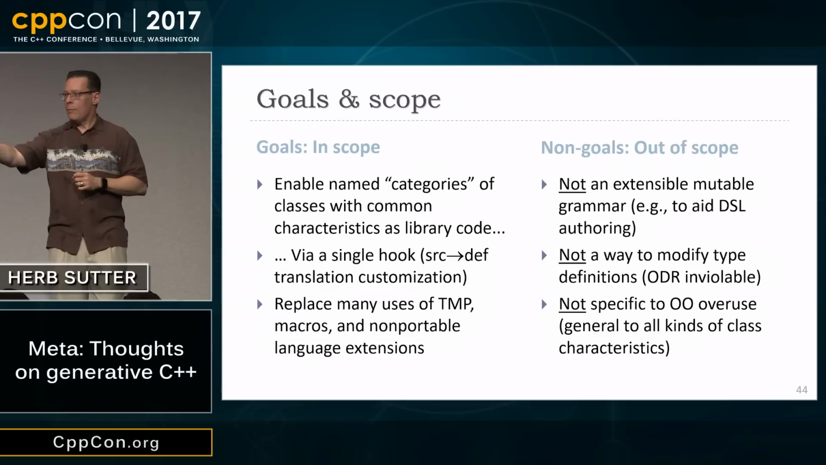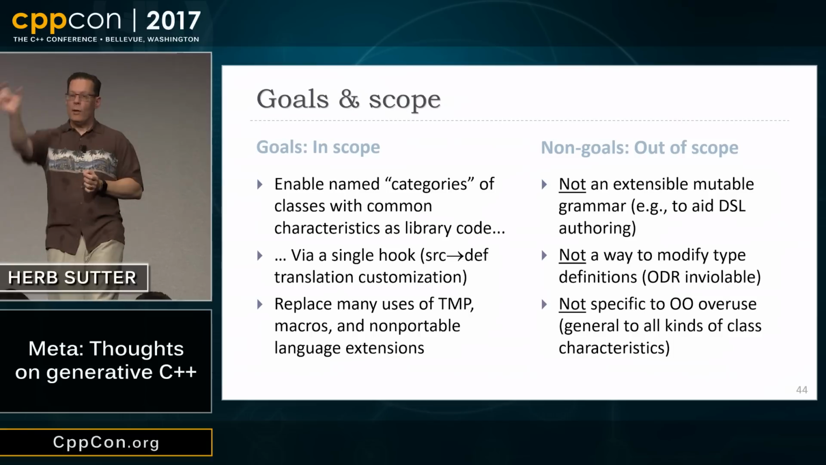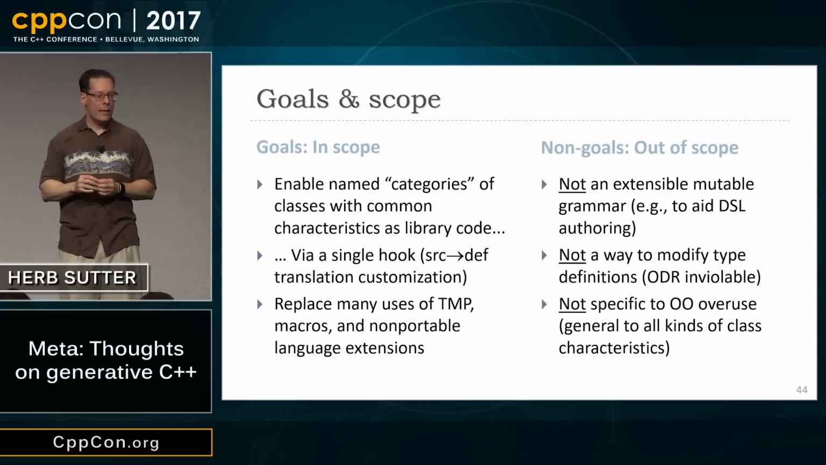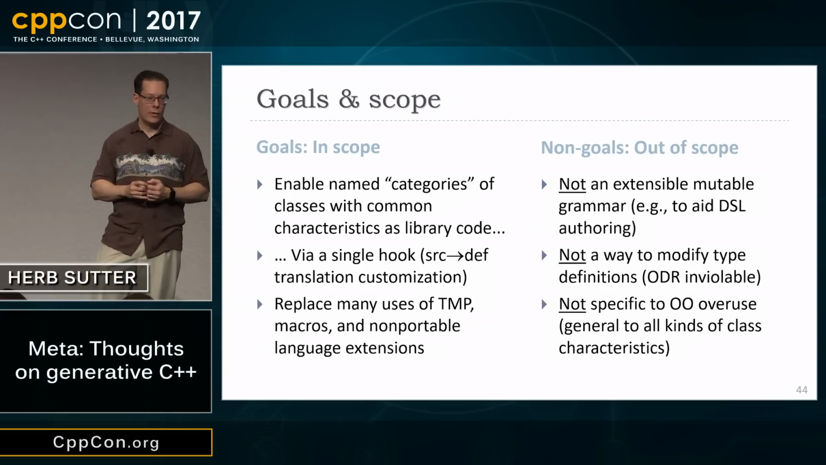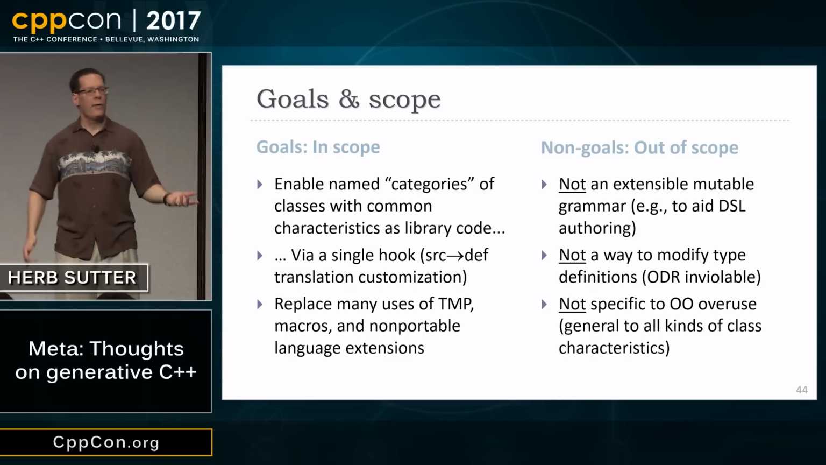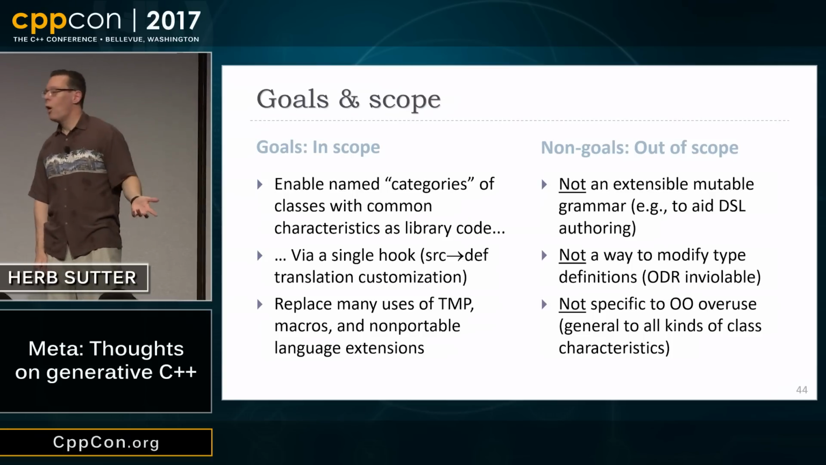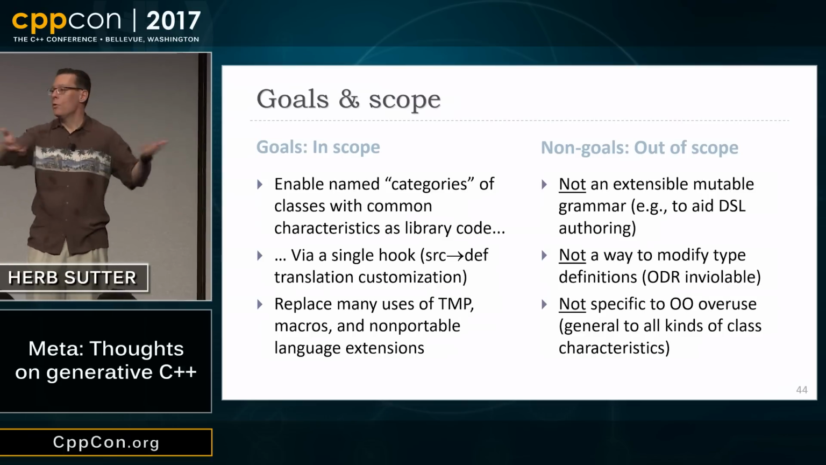So give a name to a group of related classes that have common behavior. Give it a single hook that is a translation customization from source to definition. And I hope that this can replace many uses, along with the other features that we saw, of template metaprogramming, macros, and non-portable language extensions. It's not an open grammar, not a way to violate the ODR, and it is not specific to object orientation or virtual functions, even though that's the first example I'll show. Most of the examples I already cited have nothing to do with OO, but C++ does do OO, and this is C++, so you can use it for that too.